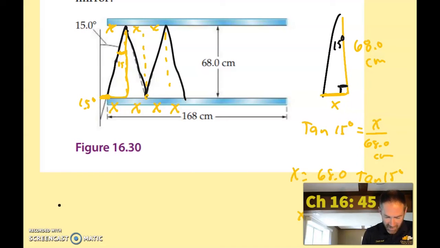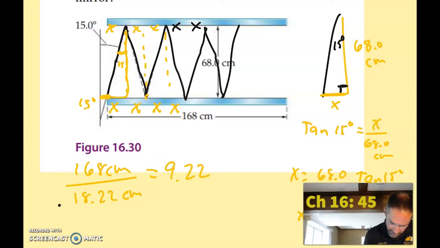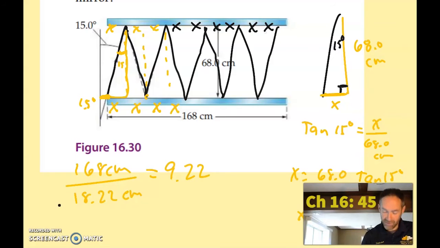And so how many of those 18s are going to fit along 168 centimeters? Well, I'll go 168 centimeters divided by 18.22 centimeters, and I'll get 9.22 of them. So that means this light is going to reflect so that there's 5 of them at the top, and 7 of them at the top, and 9 of them at the top.